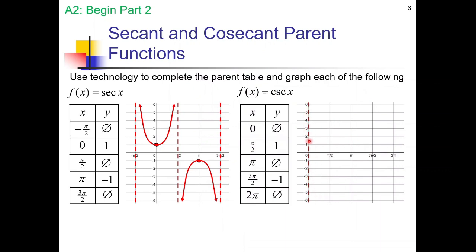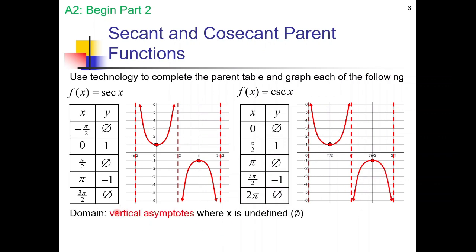Asymptote at 0, we've got pi over 2, 1. Asymptote at pi, 3 pi over 2, negative 1. And asymptote at 2 pi. So the domain, just like with cotan and tangent, and there's one branch and there's the other branch here. So the domain, we have vertical asymptotes again where x is undefined.